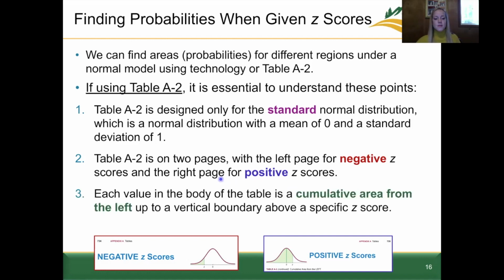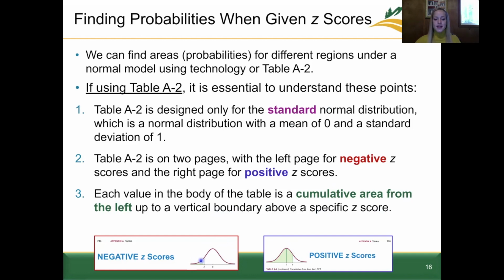So then the next point here is that each value in the body of the table is a cumulative area from the left. If you remember this meaning of cumulative, we talked about this recently in chapter 5. So each value in Table A2 is a cumulative area from the left up to a vertical boundary above a specific z-score. I'll talk a lot more about what I mean by this. You can already start to see it here.